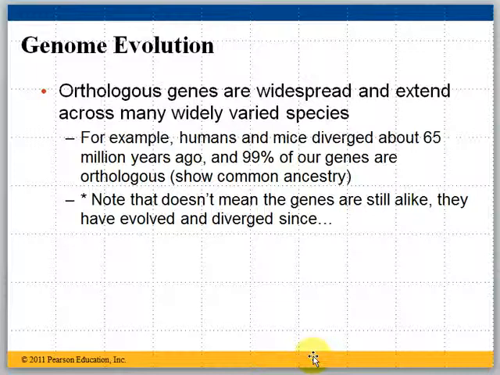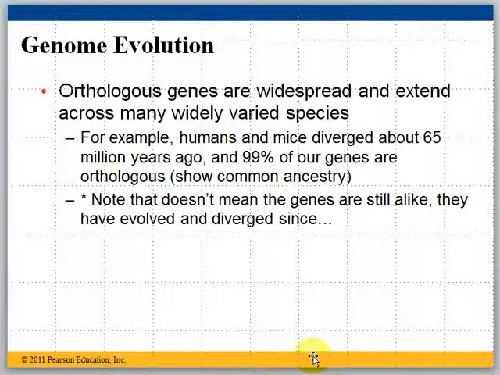For example, humans and mice diverged about 65 million years ago, and 99% of our genes are orthologous. They show common ancestry. And now, I don't want you to think that I'm saying that 99% of our genes are the same as mice. They're not, but they are orthologous. In other words, that doesn't mean they're alike, but they have a common ancestor. The genes themselves have a common ancestor. Now, since that divergence of species, they have evolved and changed quite a bit. So now our entire genome is not as similar to the mouse as perhaps it once was back further in time.